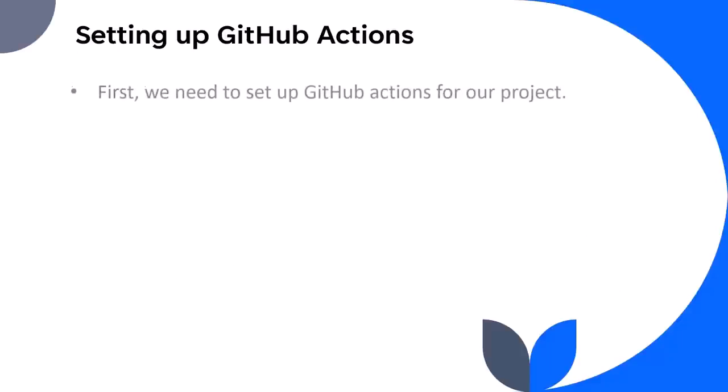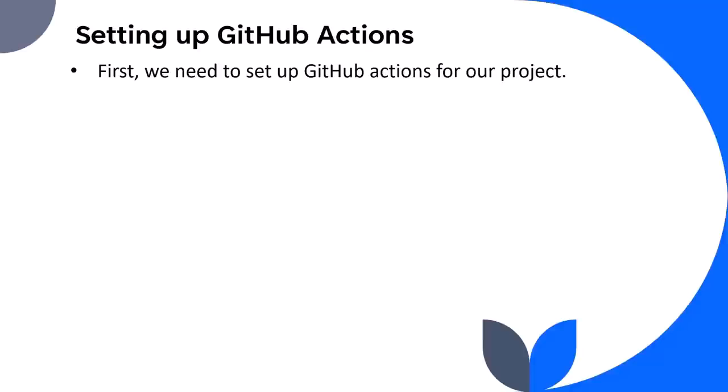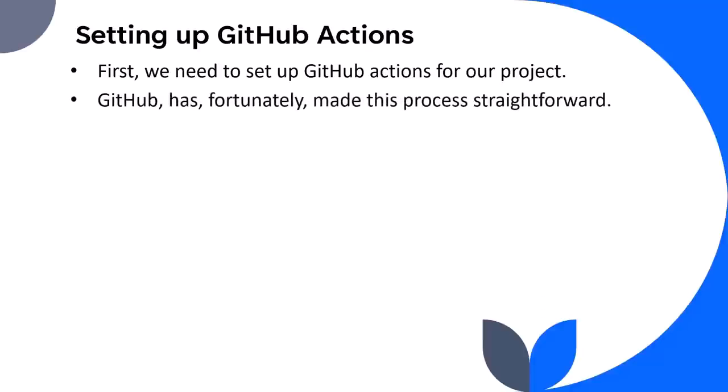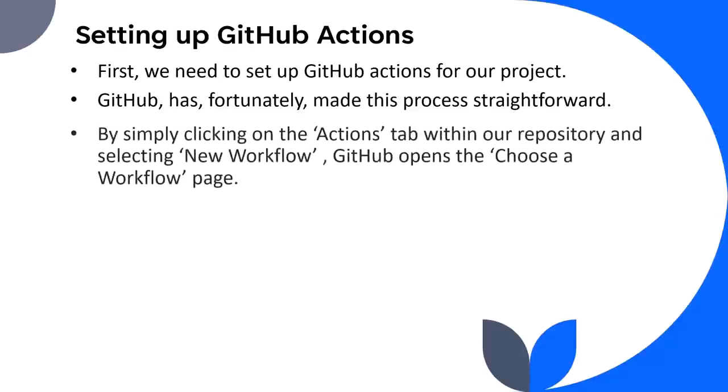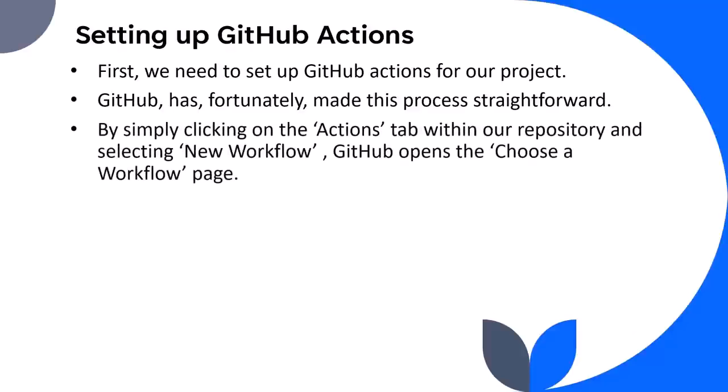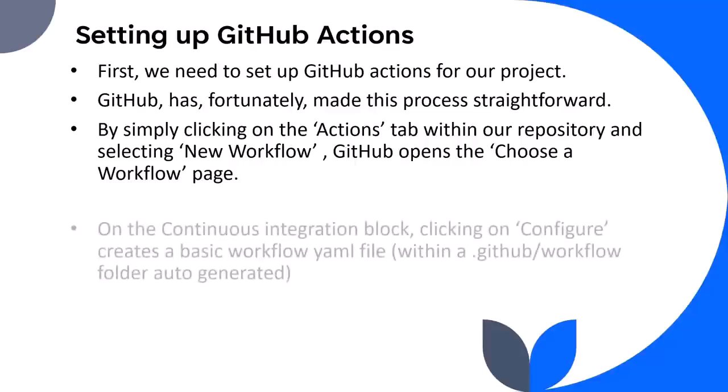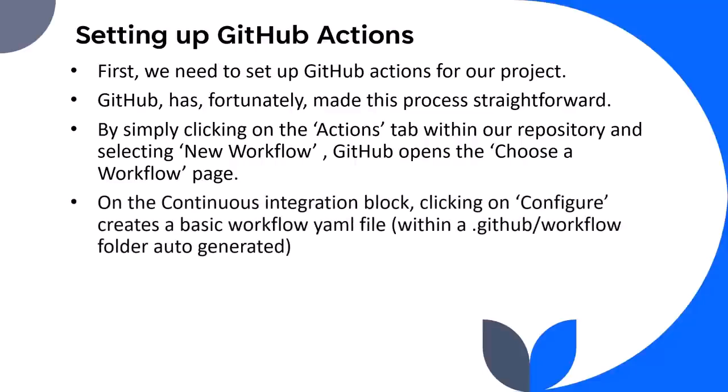Now for setting up GitHub Actions, first we need to set up GitHub Actions for our project. And how do we do it? GitHub has fortunately made this process straightforward and seamless. By simply clicking on the Actions tab within our repository and selecting New Workflow, GitHub opens the Choose a Workflow page. We are going to demonstrate everything in a bit. On the continuous integration block, clicking on Configure creates a basic workflow YAML file. Okay, so let's do it in practice.